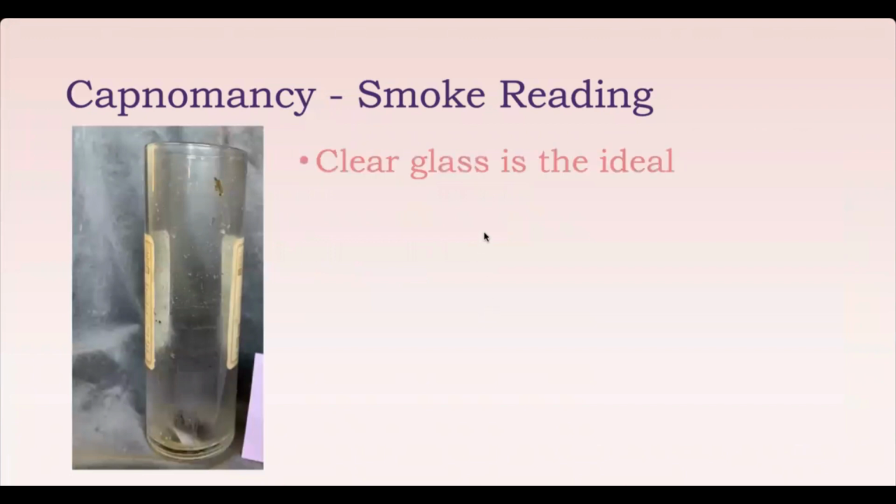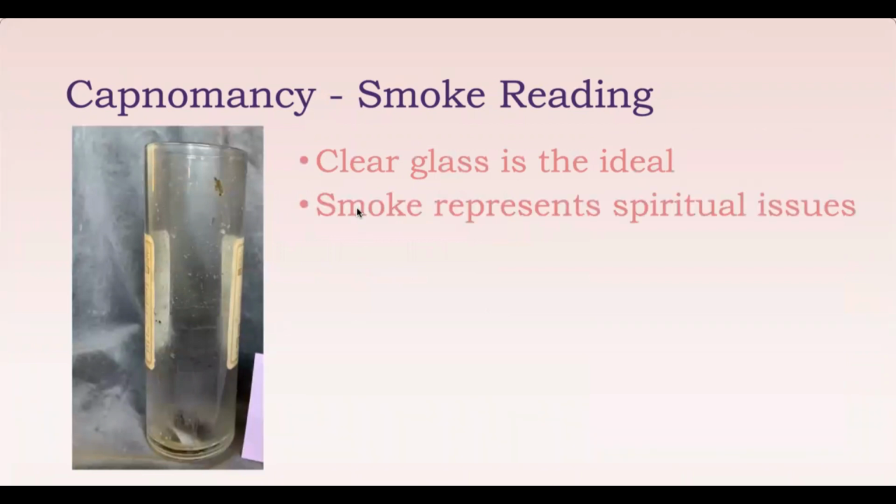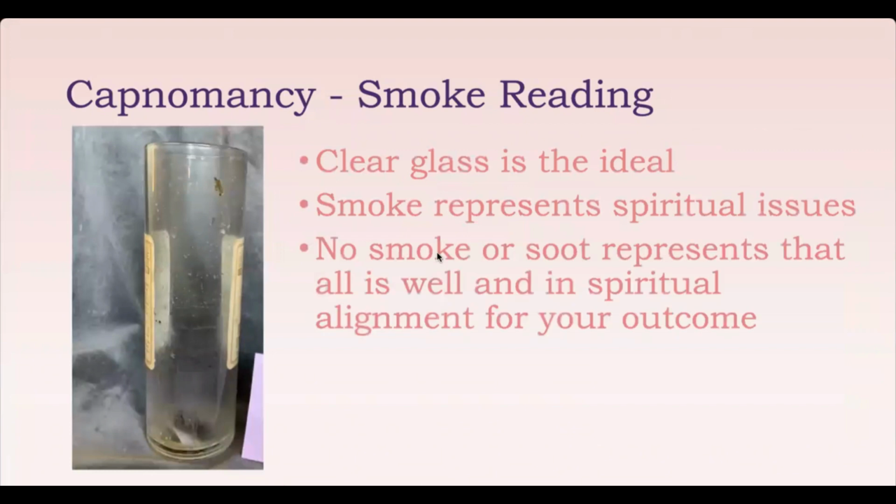Now, ideally, a clear glass is what we're looking for with a glass encased candle. We want to find a glass that's clear all the way down with no smoke on it. That's our ideal. Smoke represents spiritual issues. So no smoke or no soot represents that all is well and in spiritual alignment for your outcome.